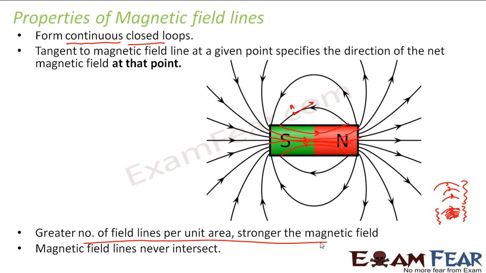So this is also a very important property, because now the question is, why can't the magnetic field lines intersect? Why can't they intersect? What is the problem? The problem is that if any of these two lines intersect, what will happen? Let us suppose these two lines intersect. Let us suppose these are two magnetic lines and they intersect at this point O.